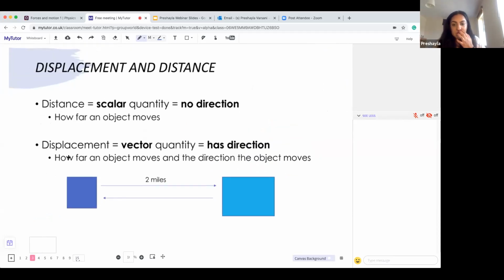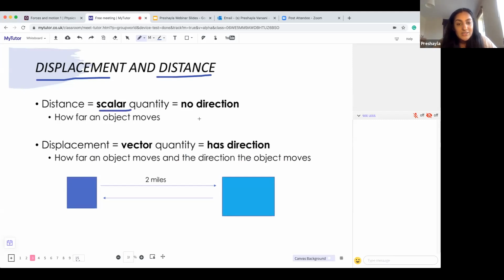Okay, so let's move on to today's topic. Now, most of you will have heard of displacement and distance if you're in year 11 or year 10. But what is actually the difference between displacement and distance? They pretty much mean the same thing. They're both measures of distance, but distance we call a scalar quantity.